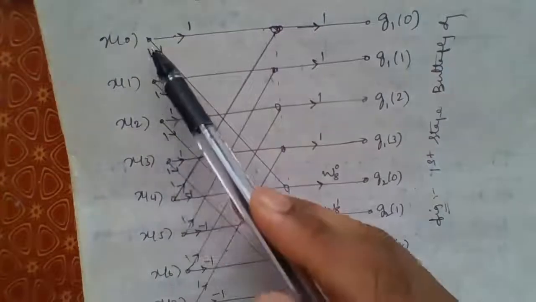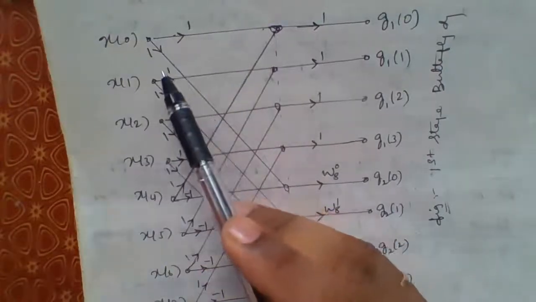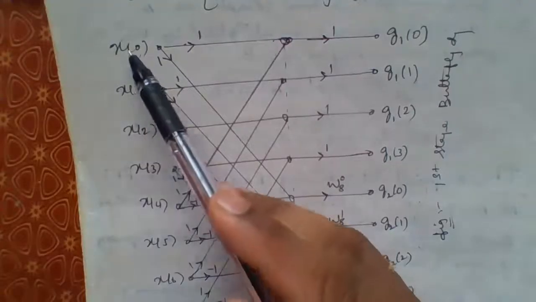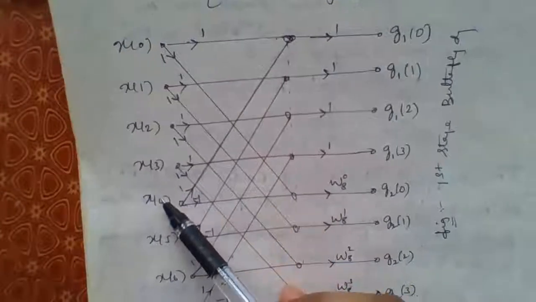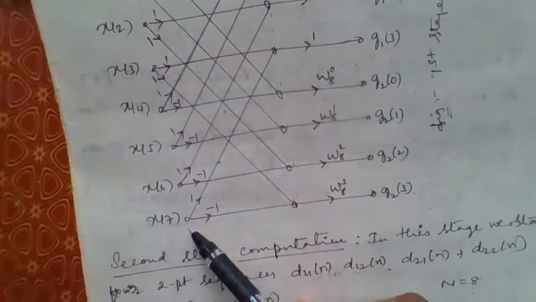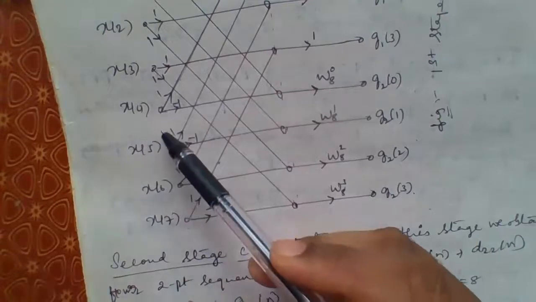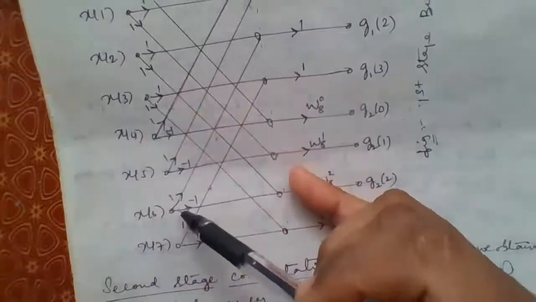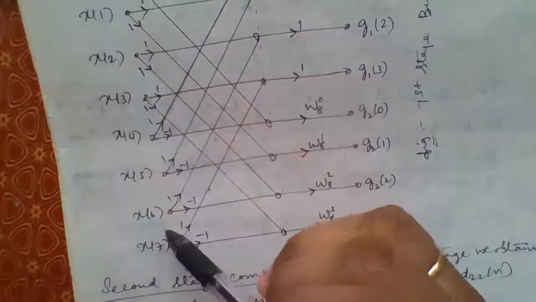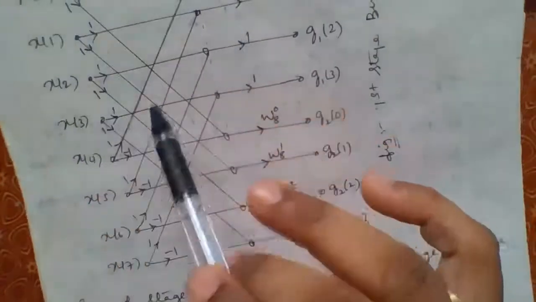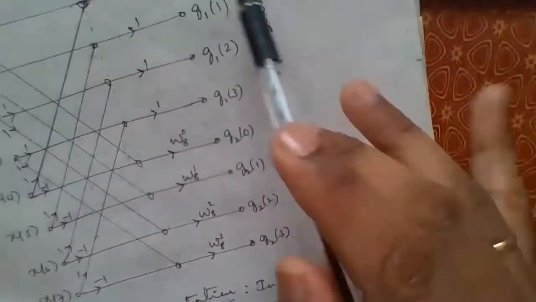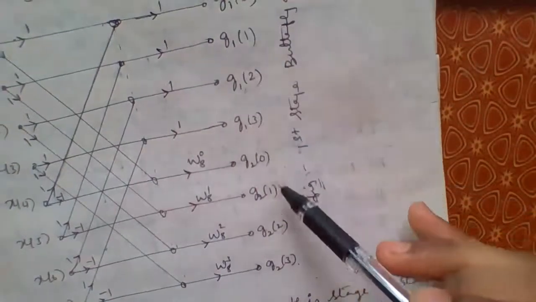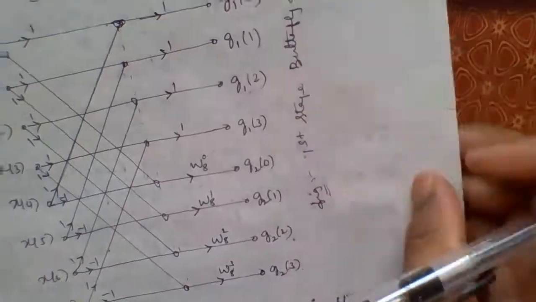And here in the DIF algorithm, you can observe that the input samples are in sequence: x of 0, x of 1, 2, 3, 4, x of 5, 6 and 7. Whereas in the DIT algorithm, they were written in bit reversed order, but in the DIF algorithm they are written in the regular, ascending order, x of 0 to x of 7. Now by using the combination of these samples, at the output we are generating all the G1 sequences as well as G2 sequences.